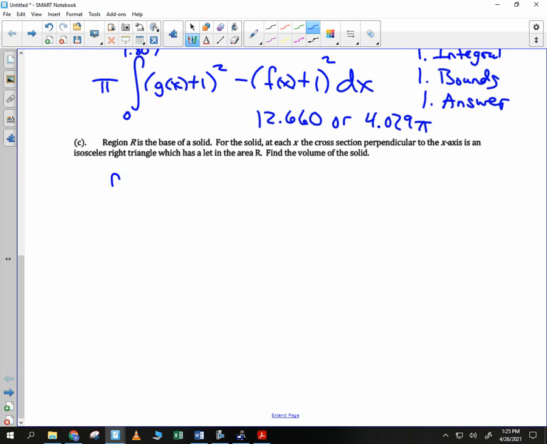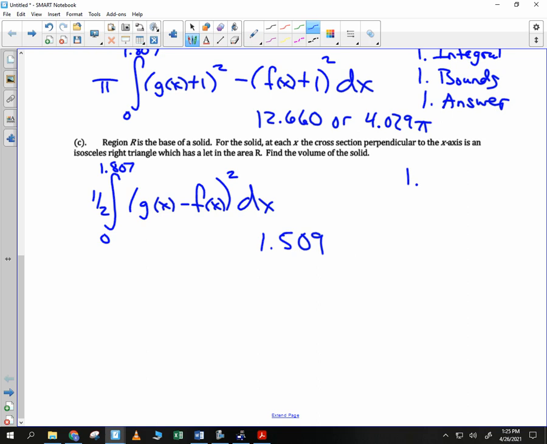And the last one, you should have the integral from 0 to 1.807. It says isosceles right triangle, so you can have the 1/2 out in front, or you could have the 1/2 here. But it's g of x minus f of x, that quantity squared, dx. And you should get 1.509. Again, you got 1 point for the integral, 1 point for the bounds, and 1 point for the answer.